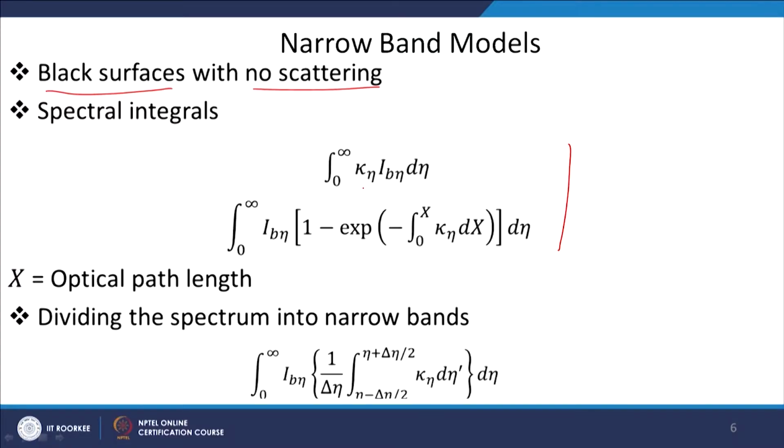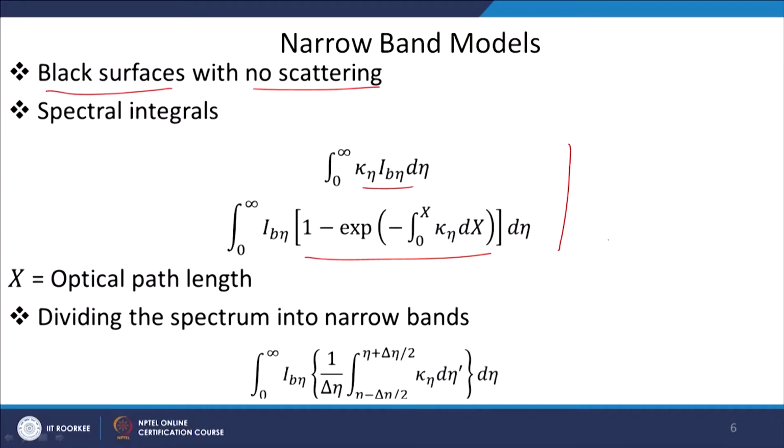We want to average these two integrals which appear in the radiative transfer equation. When you integrate the radiative transfer equation on a spectral basis, you get two integrals. One is the integral of kappa eta I_b eta, and the other is 1 minus exponential of the integral over the path length of kappa eta dx, which is basically the transmissivity. These two integrals appear in the radiative transfer equation when it is integrated over wave number. We want to simplify this by taking an average.